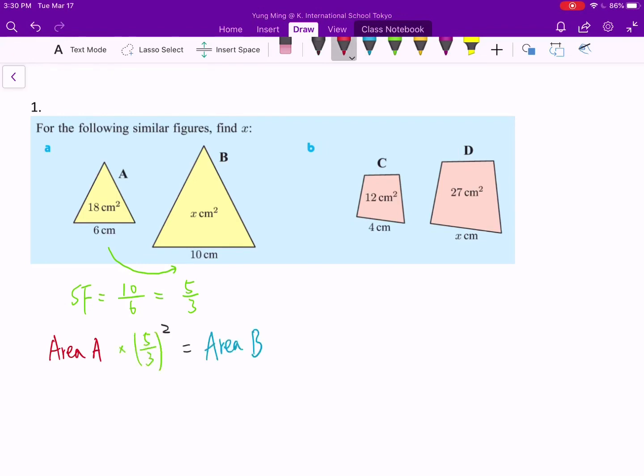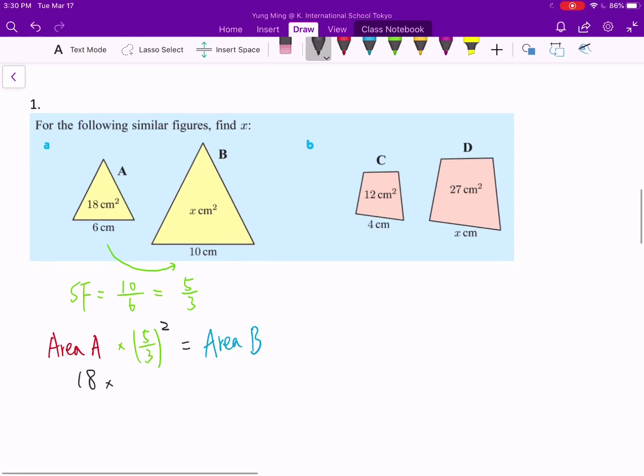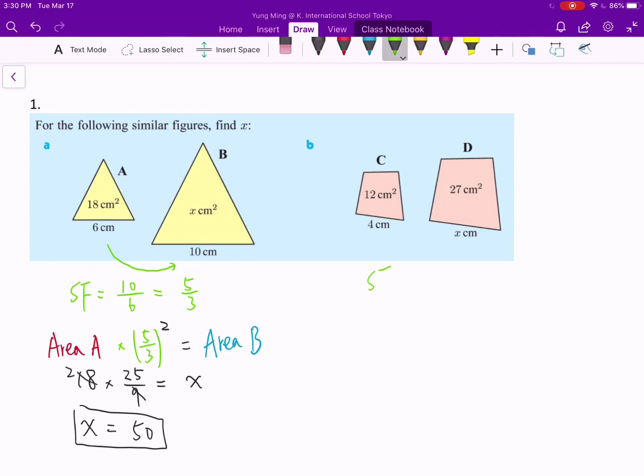So we know our area of A already. We have 18 times 5 over 3 squared. This is 25 over 9. That gives me the area of B, which is x in this case. So there you go. X equals 18 times 25 over 9. You cancel the 9 out, you got 2. X equals 50.